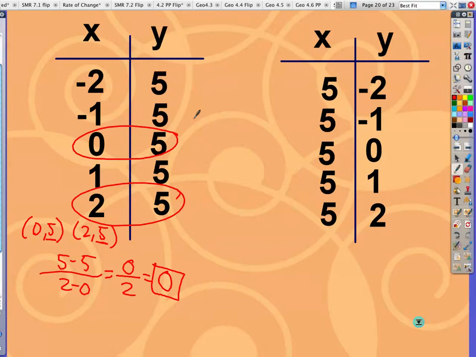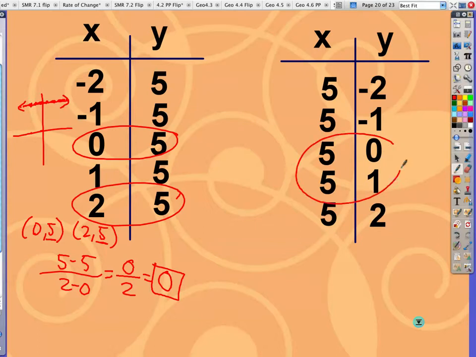If I had graph paper right now, but let's just do a sketch graph. -2, 5. -1, 5. 0, 5. 1, 5. Oh my gosh, those are all those dots. If you were to graph that out, you'd have a line like this. And if you think about Mr. Potato Head, your slope would be 0. Okay, let's go on to this one.